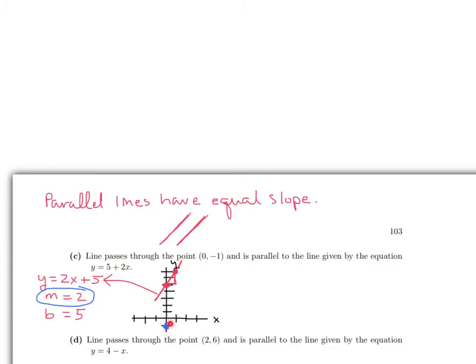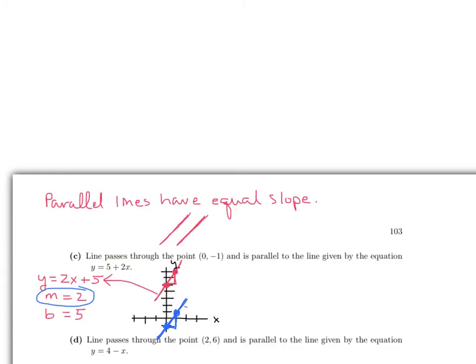Our line that starts down here must have a slope of 2. So if I go over 1 and up 2, I should get another point on that line. So the line we're looking for is that line right there.